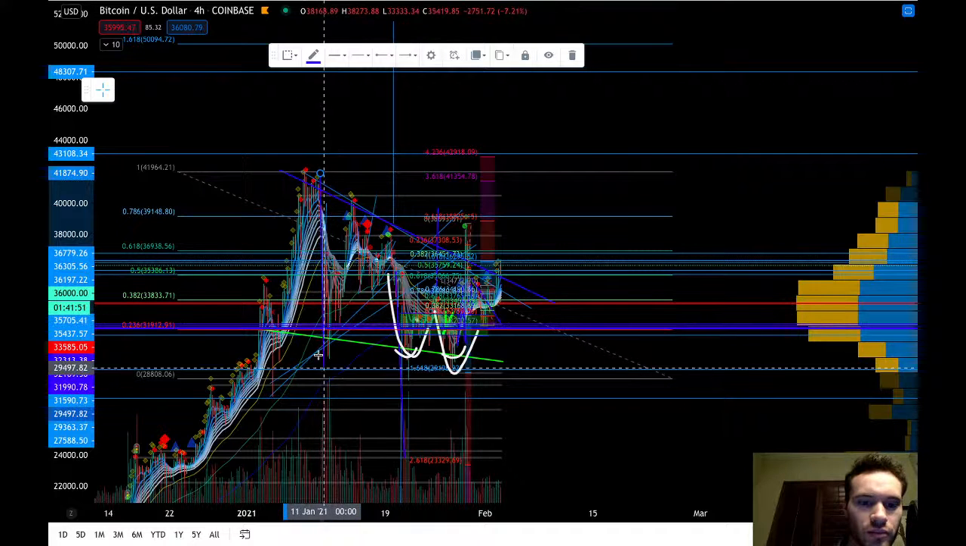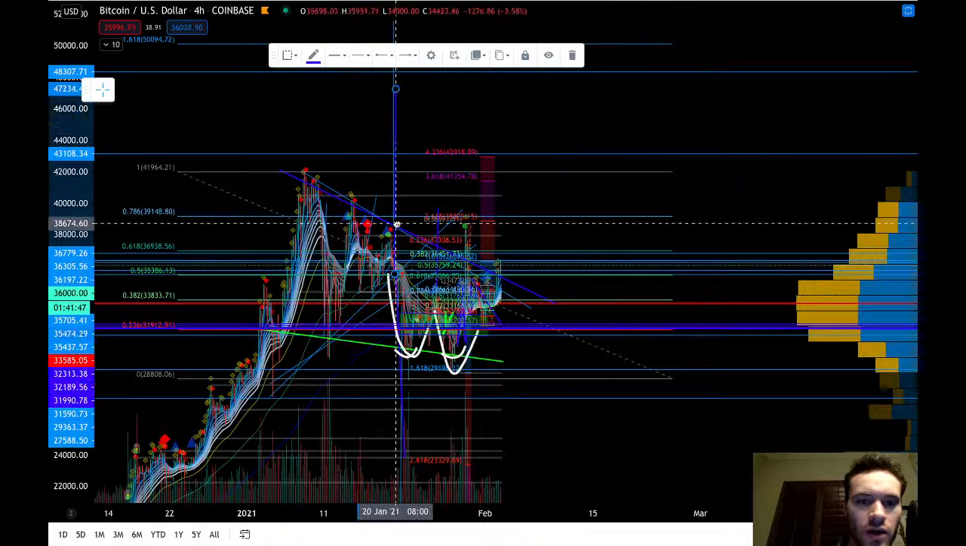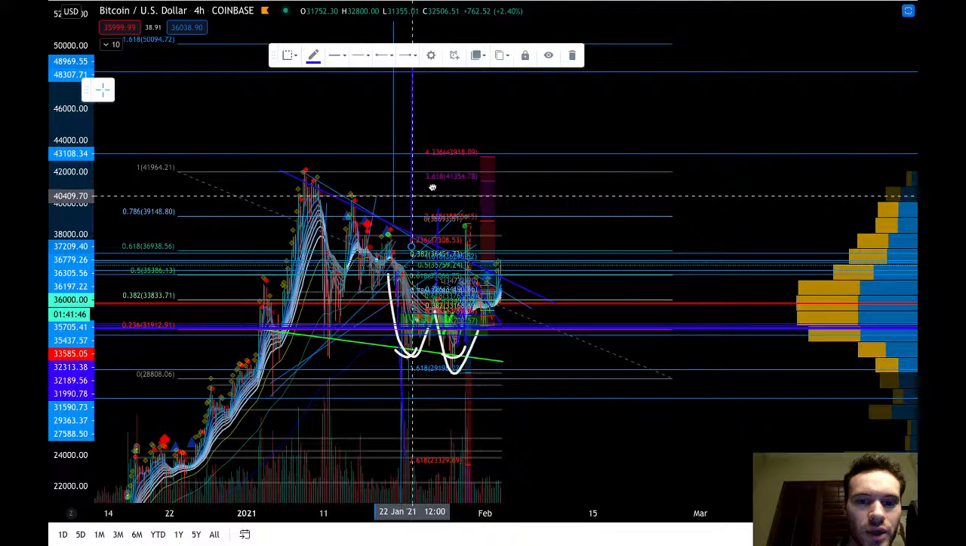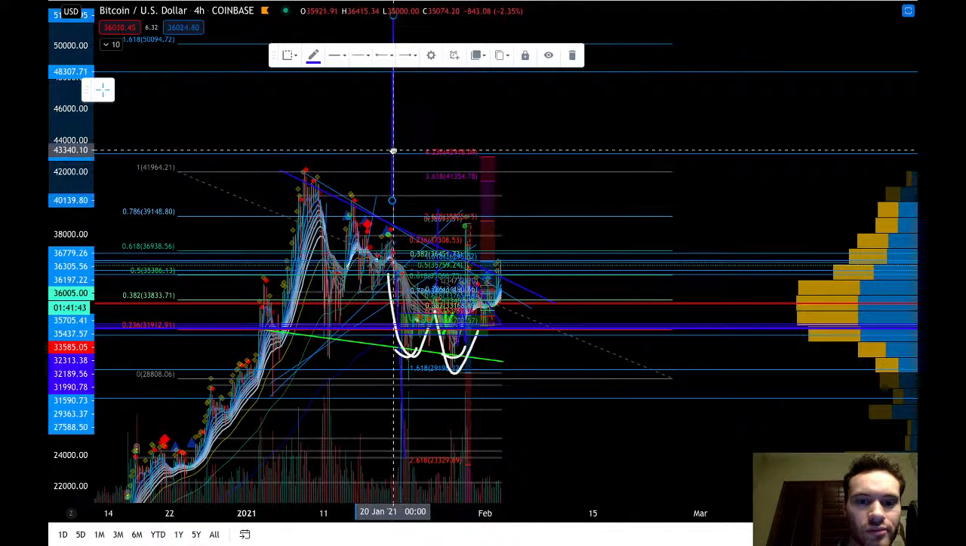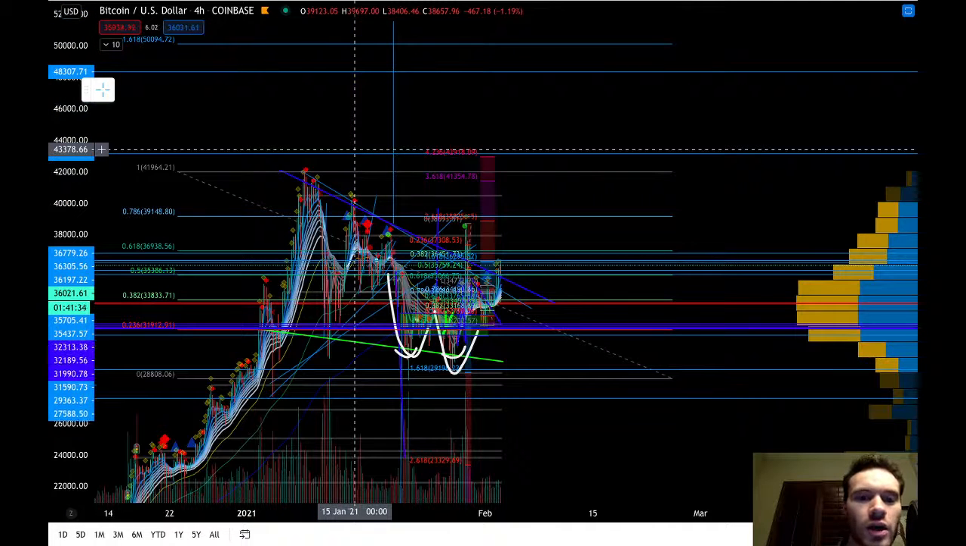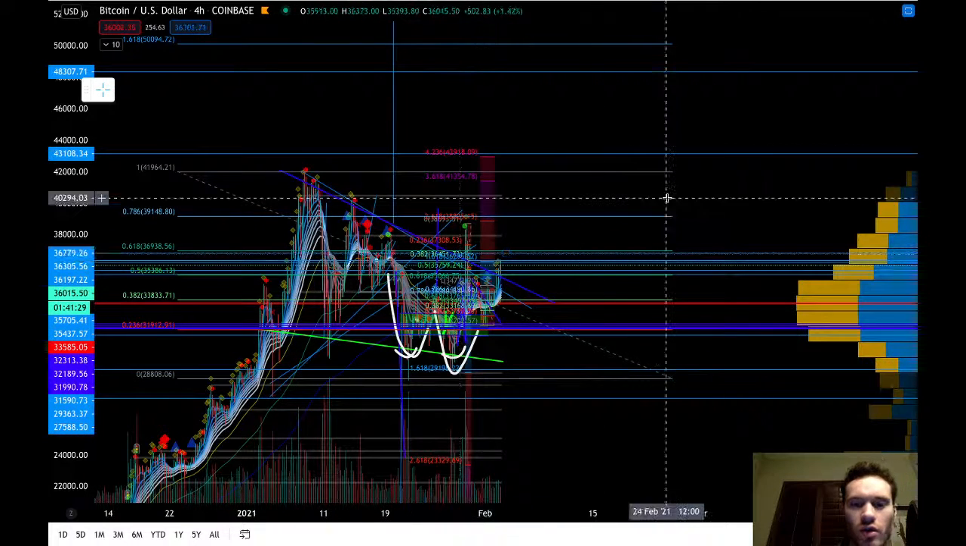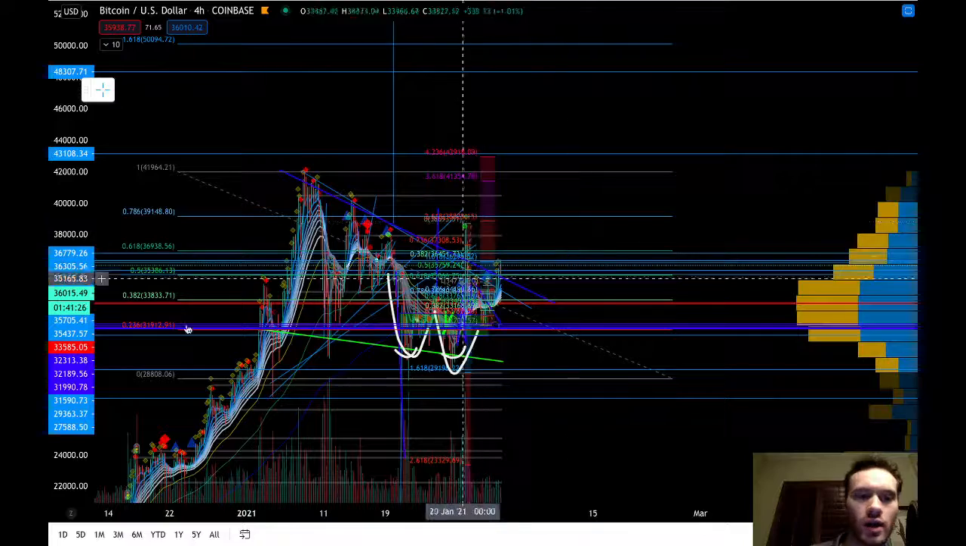let's see, view from right here, the bottom, then the neckline would probably be this right here, potentially bringing us up to that 51, 53 area that we've been talking about, which is the measured move with this falling wedge essentially. We shall see, but yeah, it's looking good.